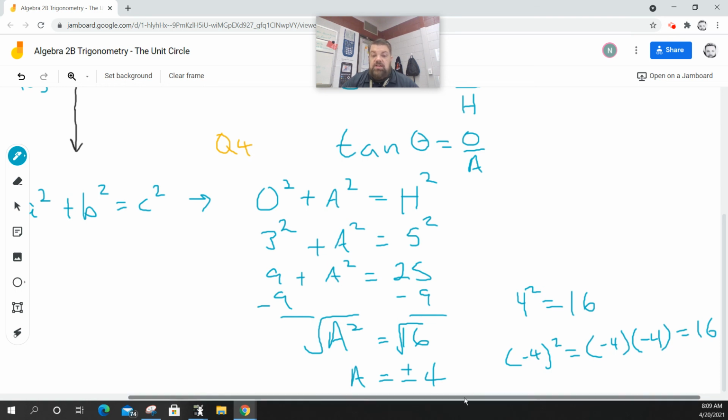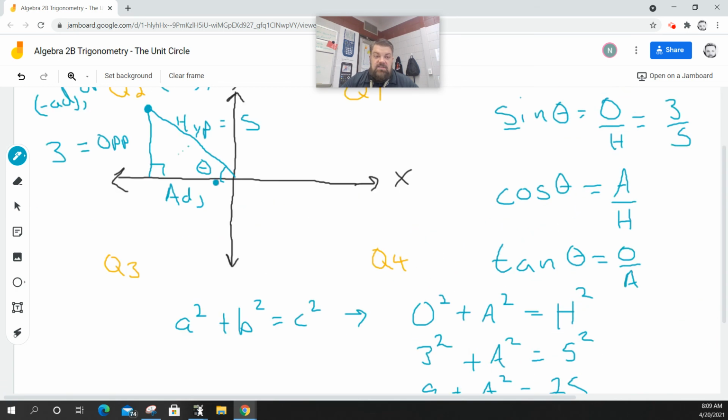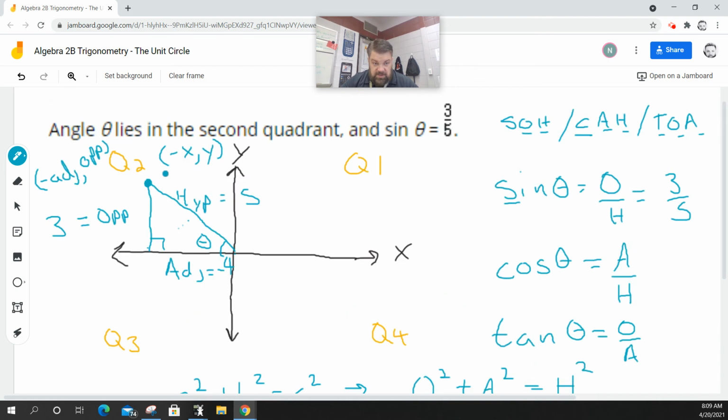So we're going to choose the negative 4. Why? Because the distance from here to here is -4, because we're going in the negative x direction to get to this point here. In other words, this point right here is -4, comma 3.